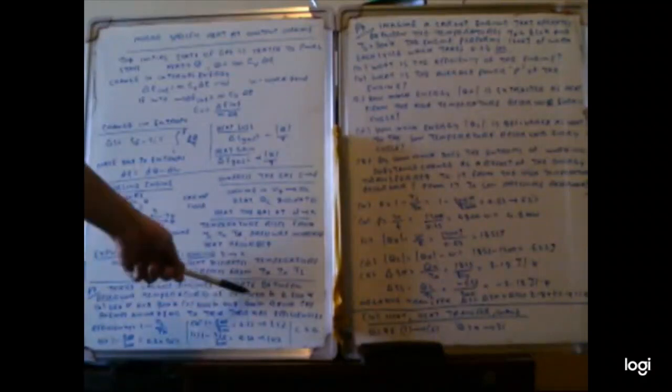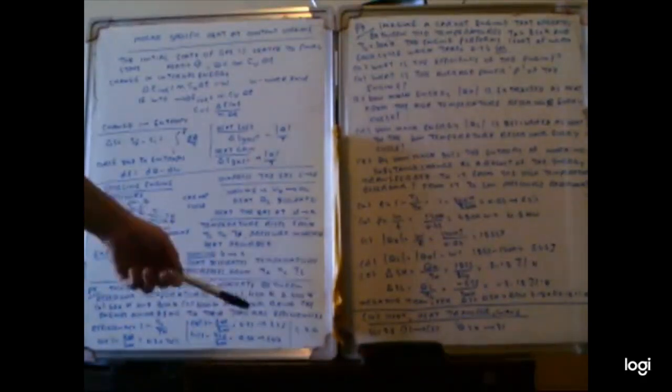Now the Carnot cycle. Problem. Three Carnot engines operate between the temperatures of 400 Kelvin and 500 Kelvin, 300 Kelvin and 800 Kelvin, and 400 Kelvin and 300 Kelvin. Find the thermal efficiency of each engine.